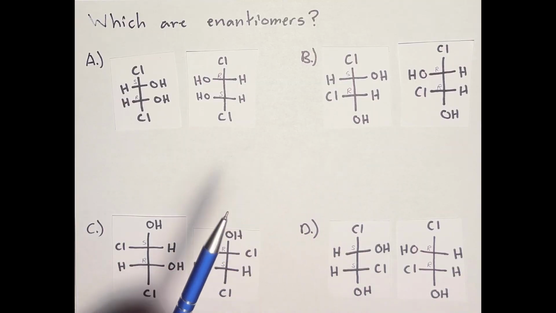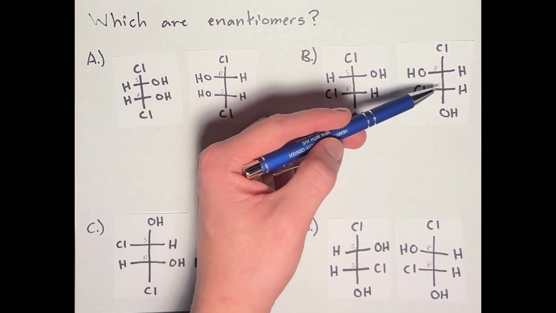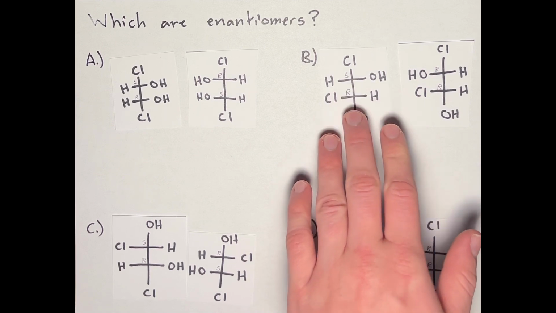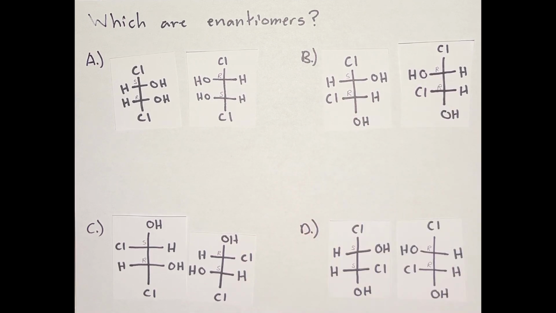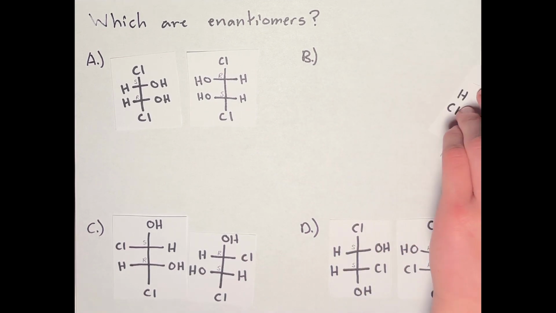First, let's look at B here, and we can see that I have an S and an R, and then an R and an R. So we know right away that these cannot be enantiomers because enantiomers are mirror images that cannot be superimposed on top of each other. And since we have an S and an R, and then an R and an R, we know that those cannot be mirror images. So we can go ahead and get rid of these.